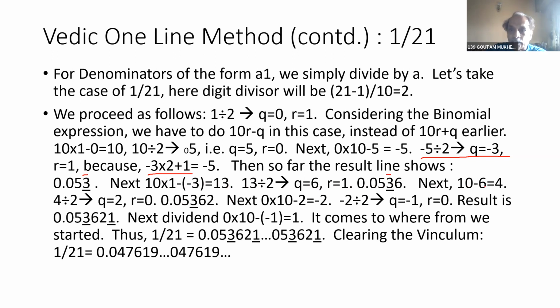Next, remainder 1 becomes 10. 10 minus 6 is 4. 4 divided by 2 is again quotient 2, remainder 0. So 0.5, vinculum 3, 6, 2. Next, 10 into 2 and this one. I think I've shown it in the next one. Yes.